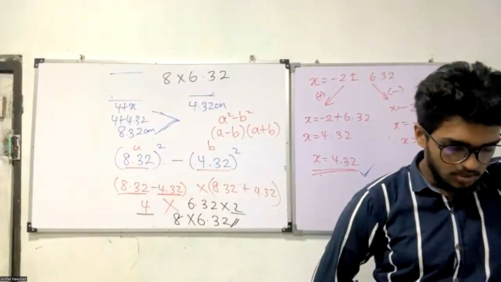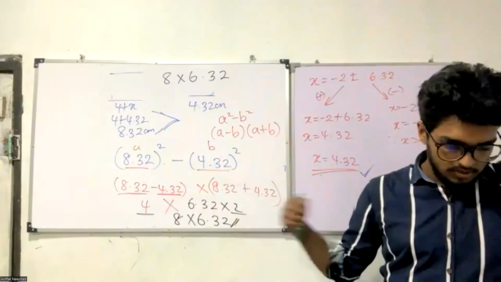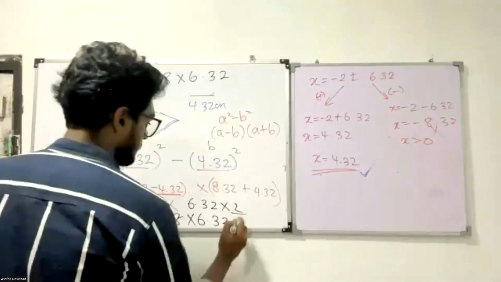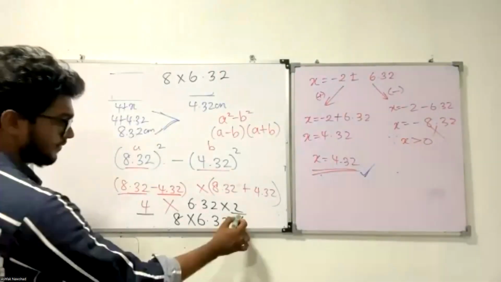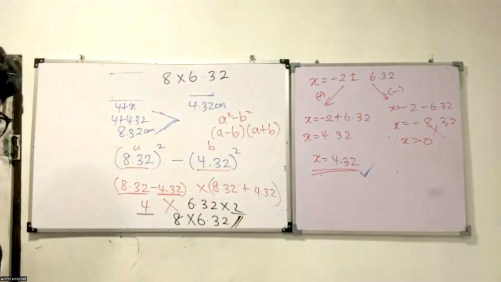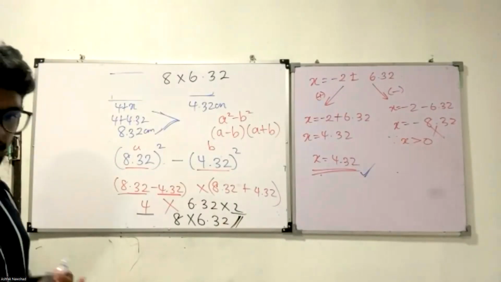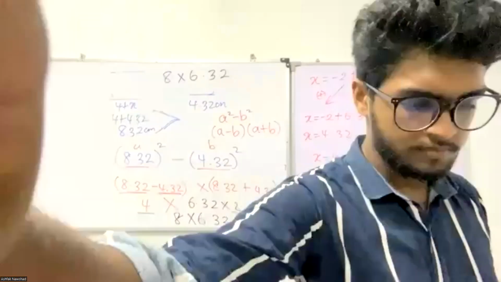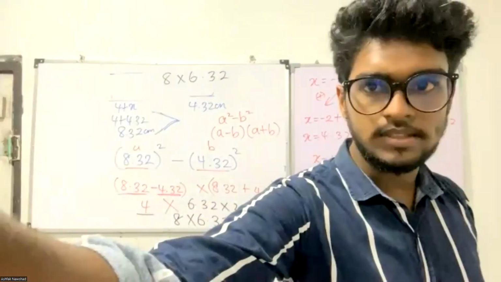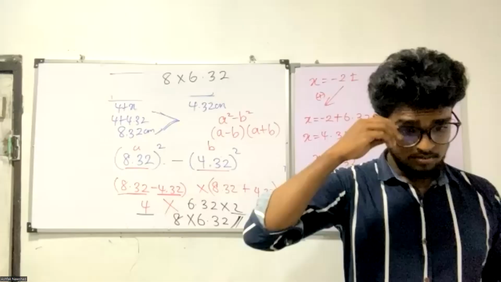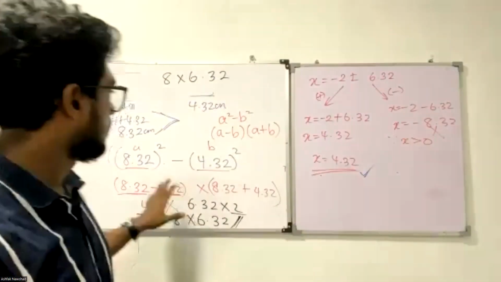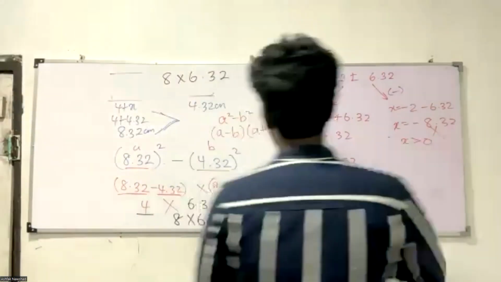I can write this this way. 4 times 2 is 8. 8 times 6.32. This question, Roman number 2, is pretty tactical. If you understood this, that's very good. Let me know if you understood. If you didn't, I can repeat. It's a matter of the simplification. Understood. Good.